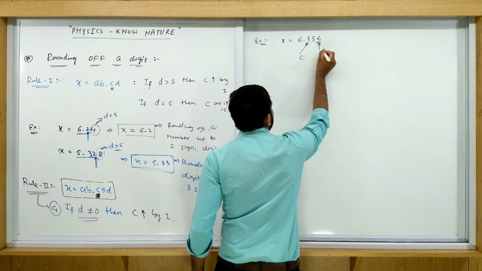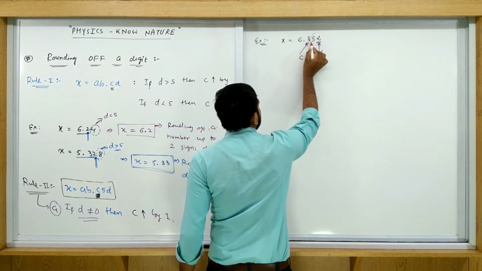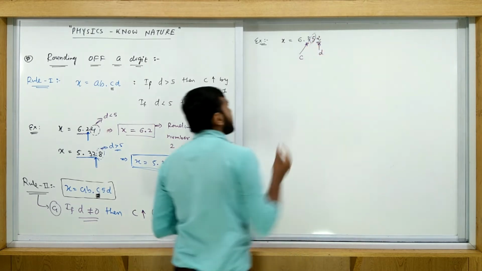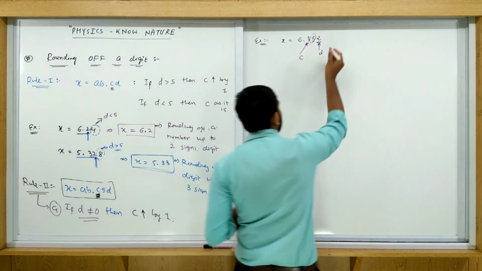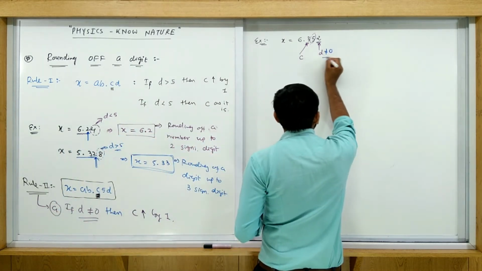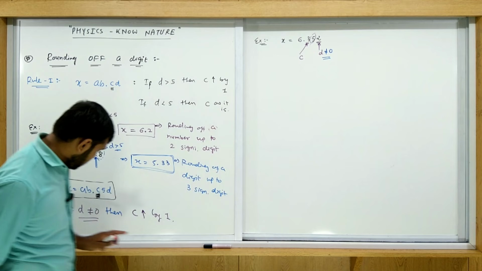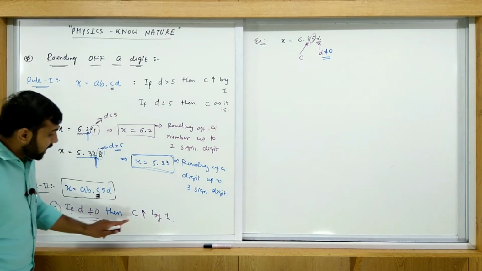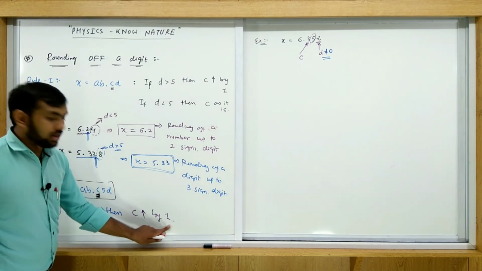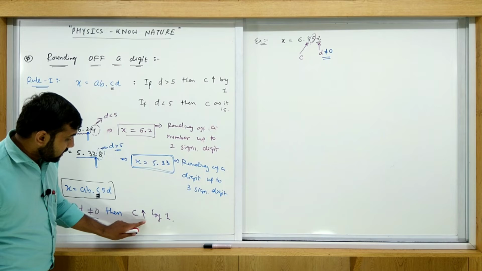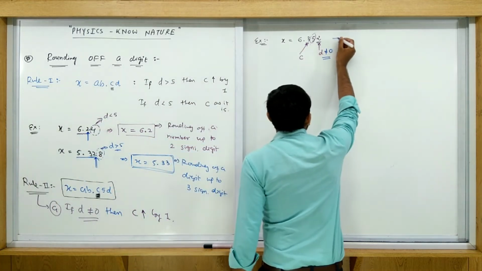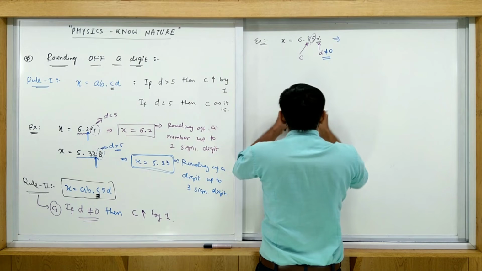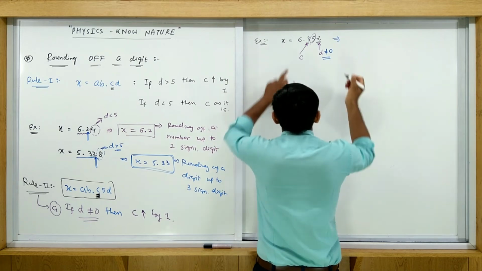This is D, and the 5 is present like this. What are we doing, which type of operation? You just write down here: D does not equal 0, then C is increased by 1. Whatever the C is, 3 is present. So we write down the answer for this one like this.